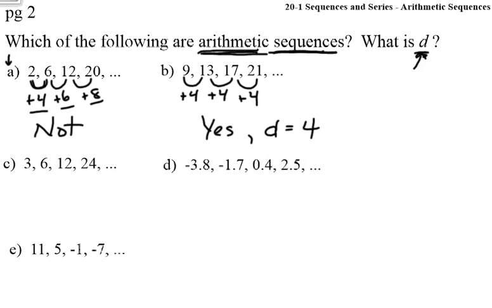C, 3 to 6 is plus 3. 6 to 12 is plus 6 right away. It's not an arithmetic sequence. 12 to 24 is plus 12.